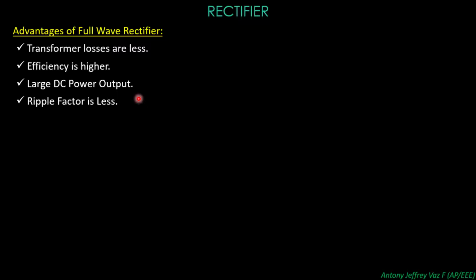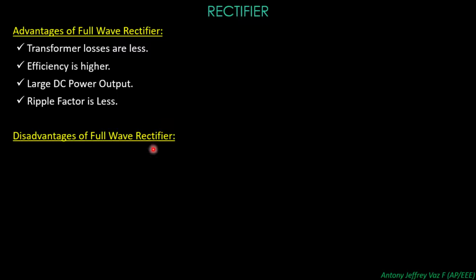Here the transformer losses are less, because the complete wave, that is the positive peak as well as the negative peak, is being utilized. The losses in the transformer are less, whereas the efficiency of the conversion is higher. Large DC power output, so the output power delivered by the rectifier to the DC unit is very large, and the ripple factor is less.